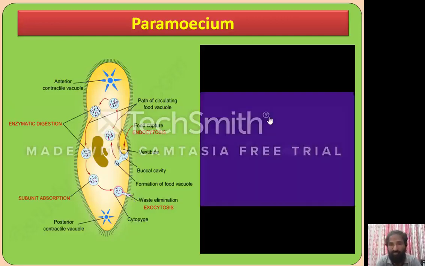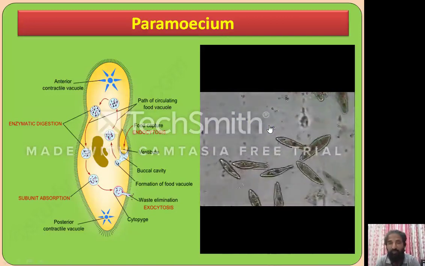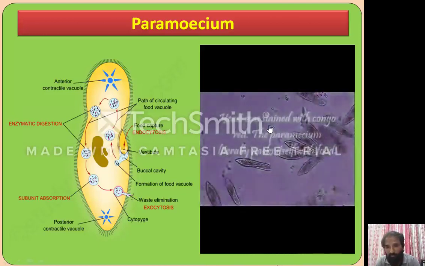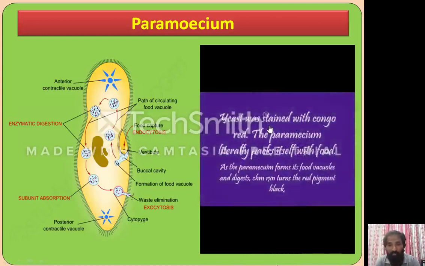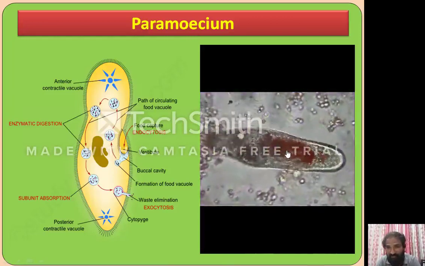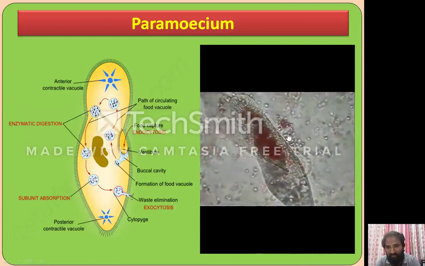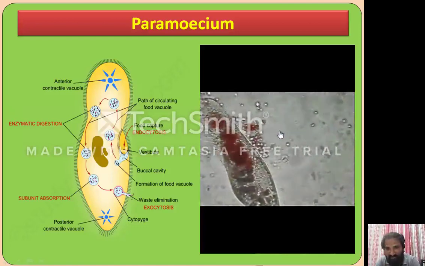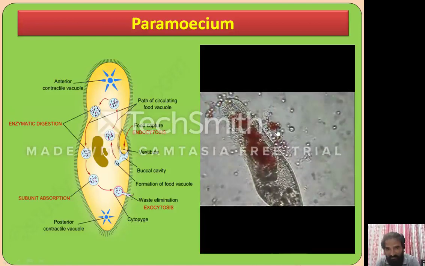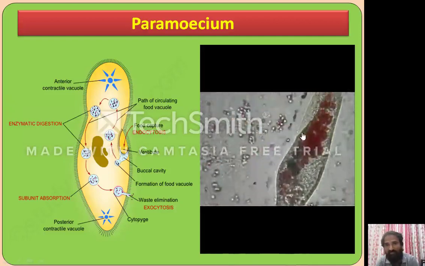Just see here, the paramecium nutrition video. These are the paramecium cells, in a real video of the paramecium. Now you see how the paramecium eats the yeast cells. Yeast is also a unicellular organism. The yeast cells are mainly stained with Congo red stain. You see the outside of the yeast cell is present here, and the paramecium is already taking some yeast cells.